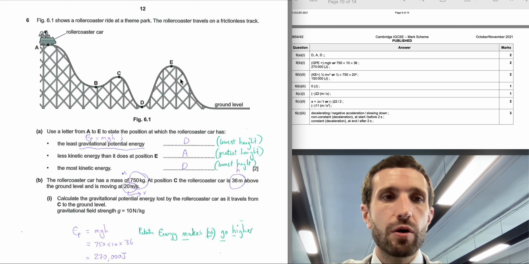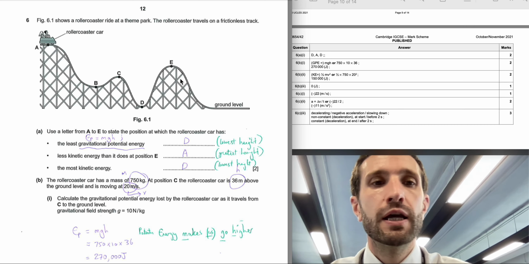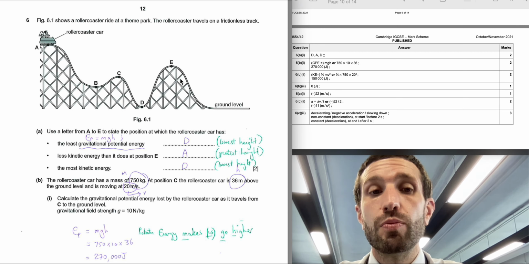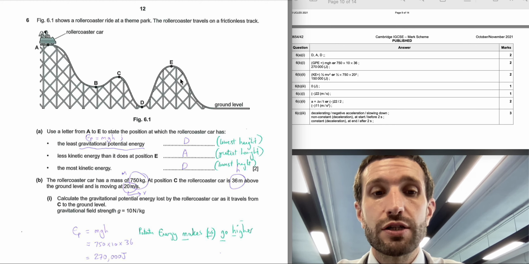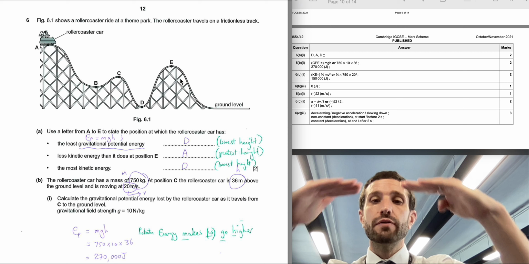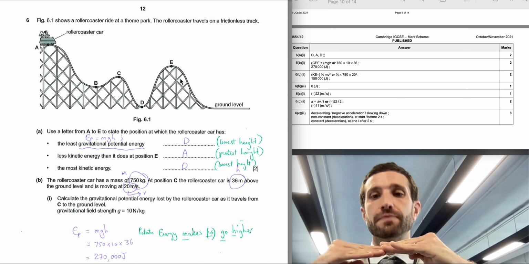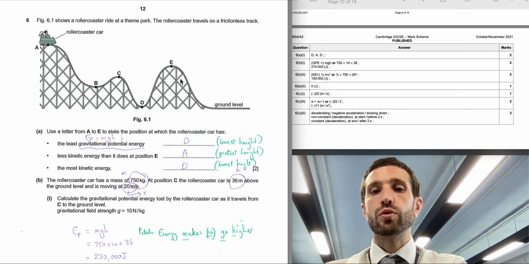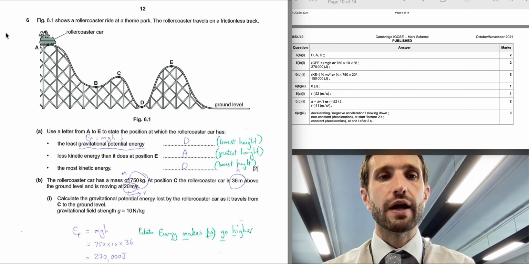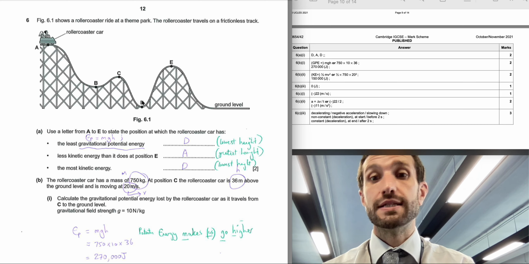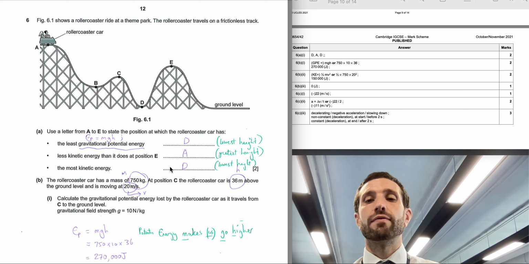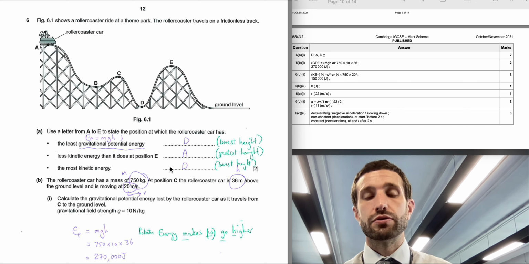So, we're going to start off by looking at this roller coaster track, and we want to think about where we have the least gravitational potential energy. Now, this is where it's a good idea to remember the link between gravitational potential energy and height. So what we're looking for is the lowest height. If you are low down, you have less gravitational potential energy. Well, clearly there's one very obvious one, it's D. D is the lowest height and therefore it will have the lowest gravitational potential energy.